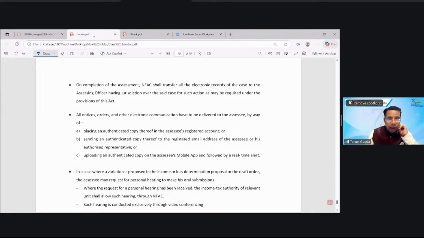And all these are communicated. Nowadays we don't receive physical notices. We receive notices on email or on our income tax portal.